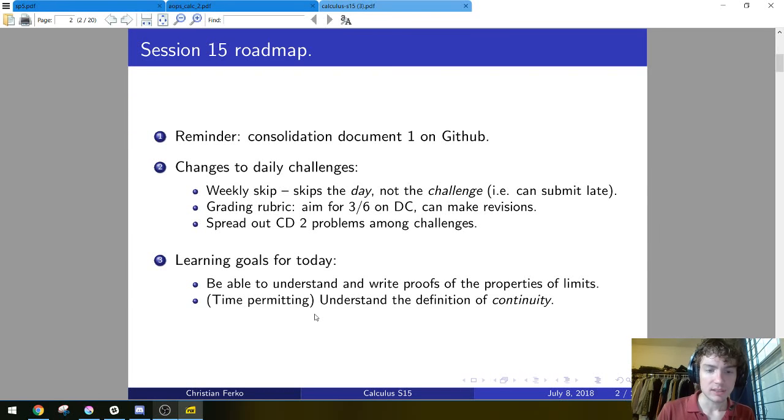Today is mostly the same learning goal as the Daily Challenge 9.1, which is refining our intuition about limits from the last couple of meetings. There are only two major topics in this chapter, which are limits and then continuity.